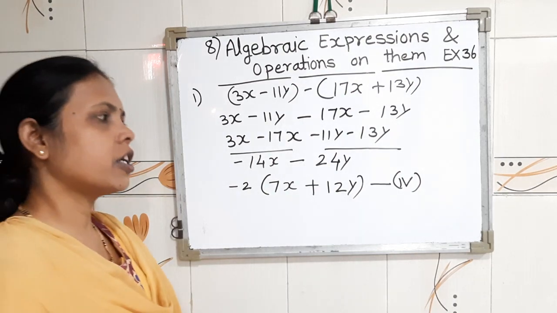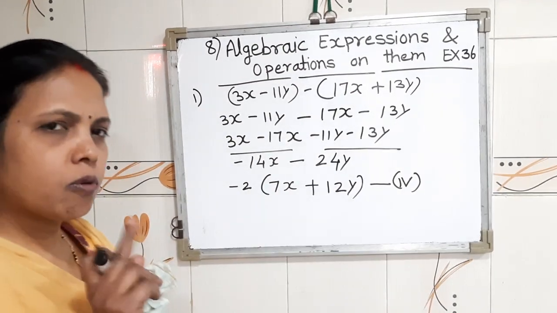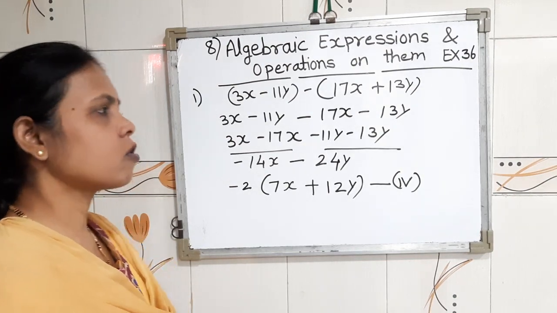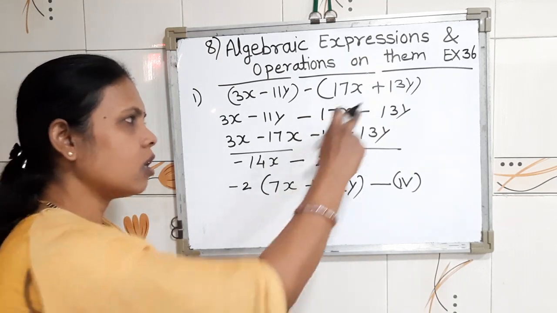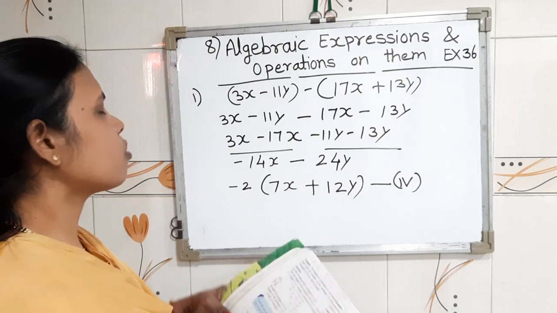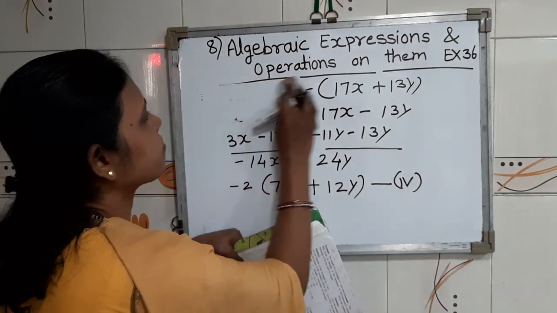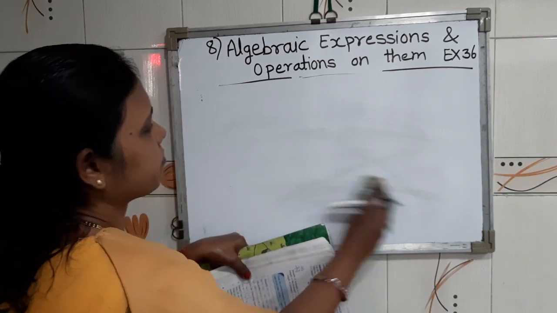I hope you understood the sum. Now, when you are solving, that time also don't write options directly. Solve the sum and write the option. Now question number 2.